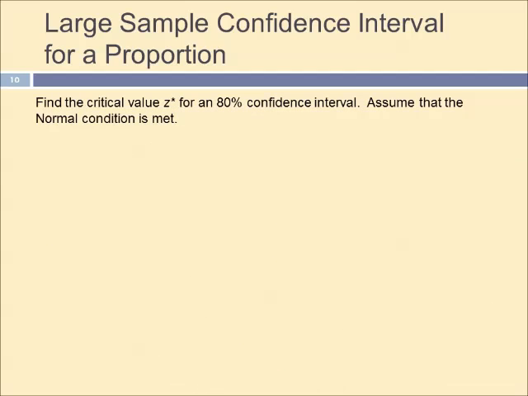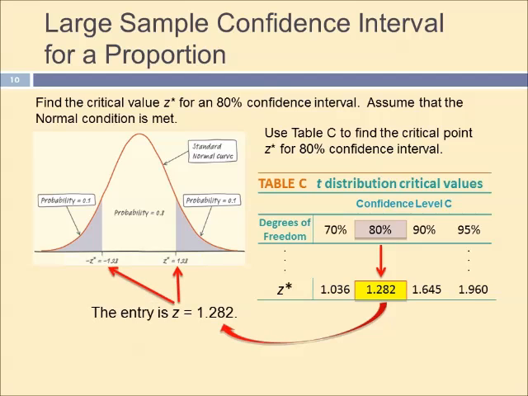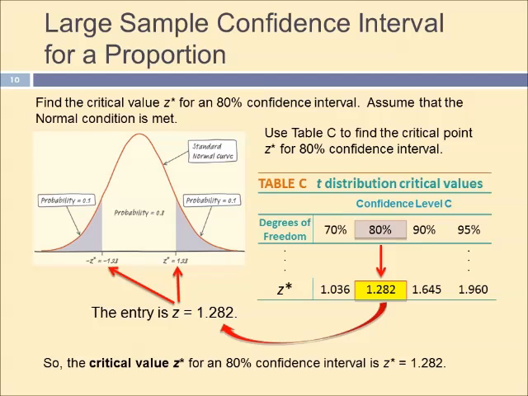So let's find the critical value for an 80% confidence interval. We'll assume that the normal condition is met. We'll use table C to find the z star value, the critical z value. So we locate the column with 80% confidence level and look down toward the bottom of the table where the row for z star is located. The corresponding z star value is 1.282. That's our critical value.